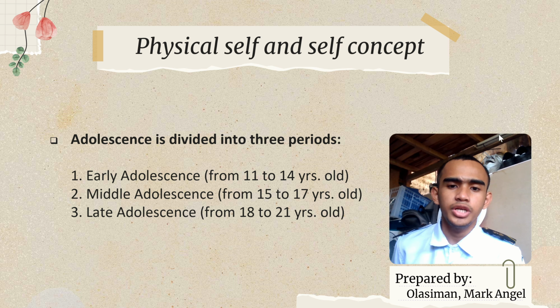Adolescence is divided into three periods. First is early adolescence, from 11 to 14 years old. Second, middle adolescence, from 15 to 17 years old. Next, the last part is late adolescence, from 18 to 21 years old. So, what is adolescence? Adolescence is the period between the start of puberty and the beginning of adulthood, while puberty refers to the physical changes. Adolescence refers to the transition between childhood to adulthood.